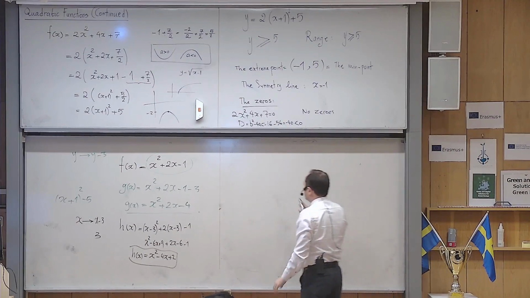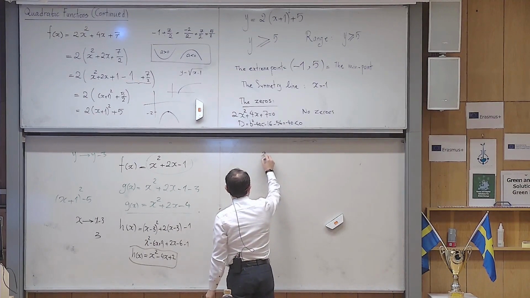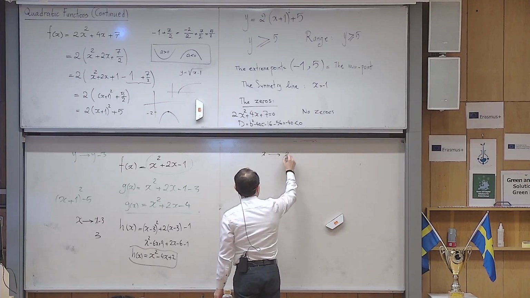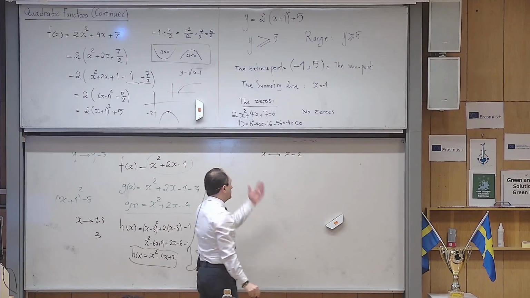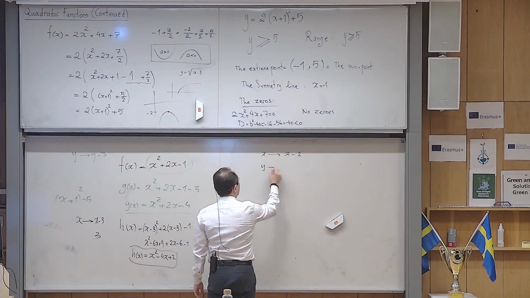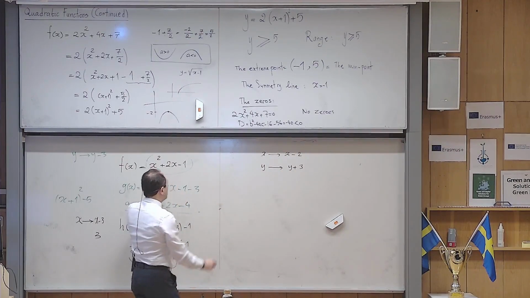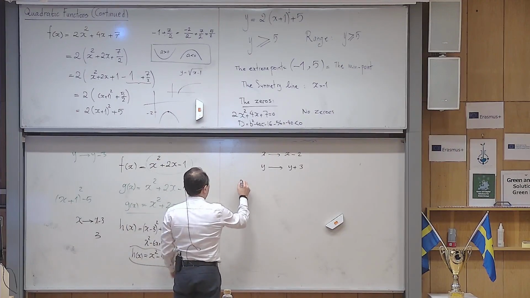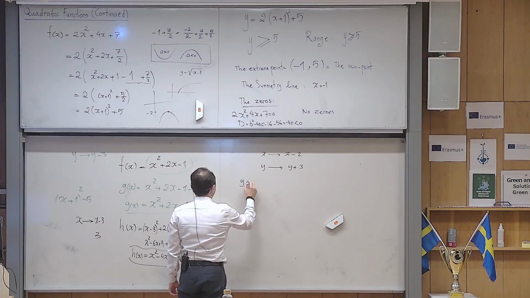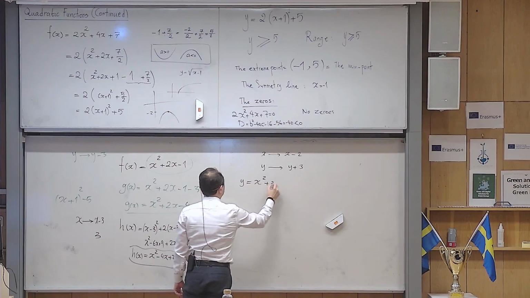Two to the right means what? I should change x to what? X minus 2. Three units upward, I have to change the y value to y plus 3. So this is my original y value. Yes? So this is my y value.